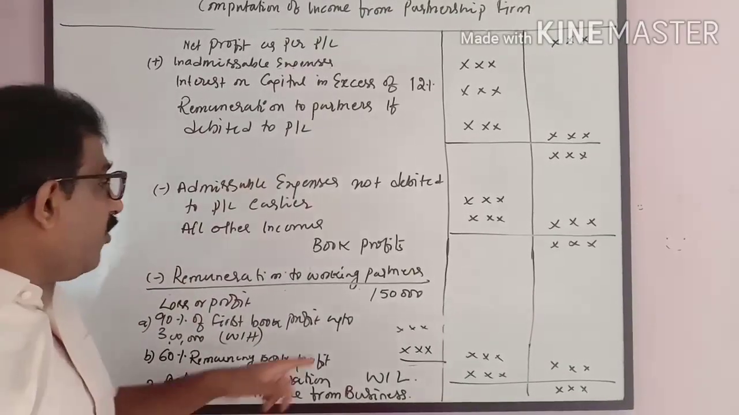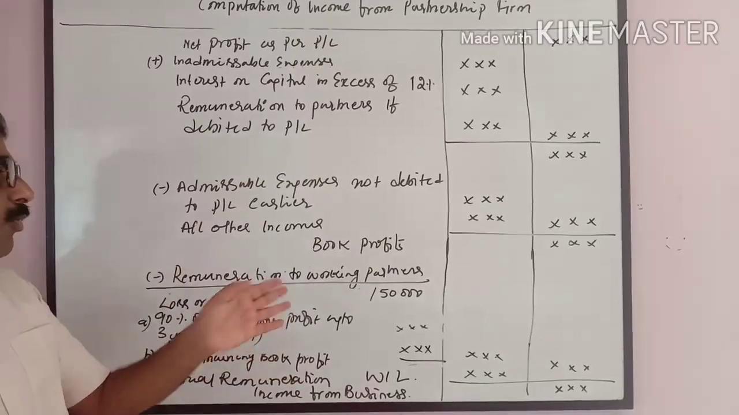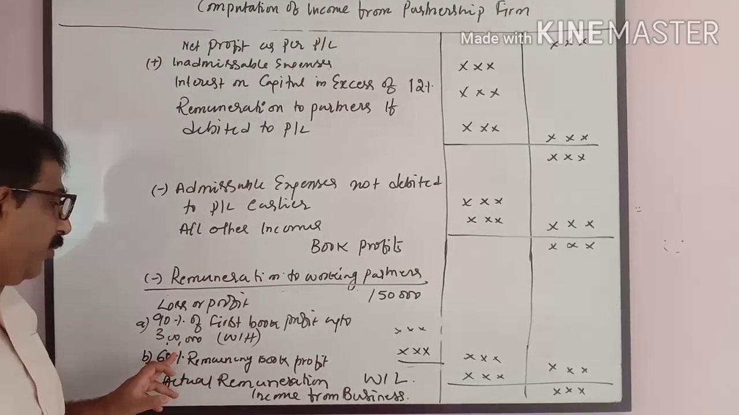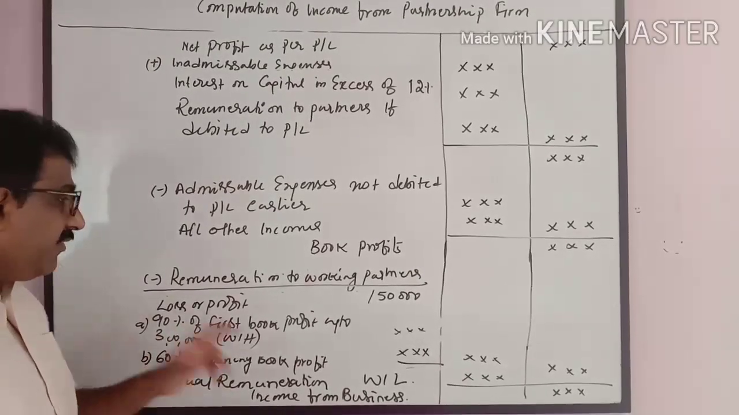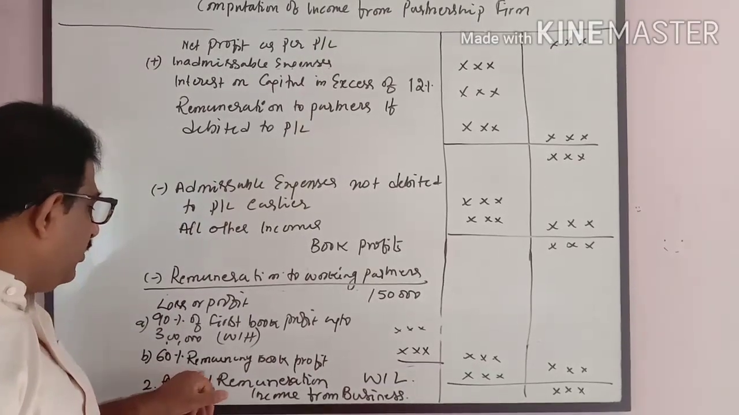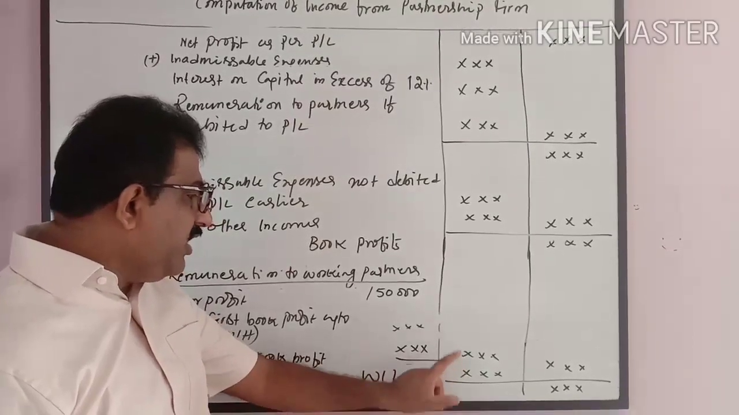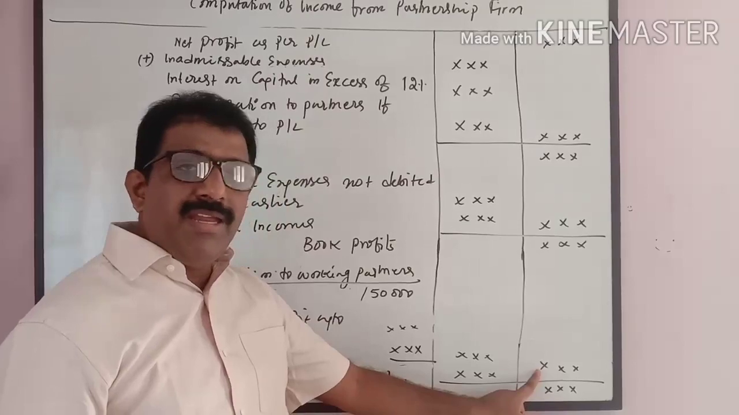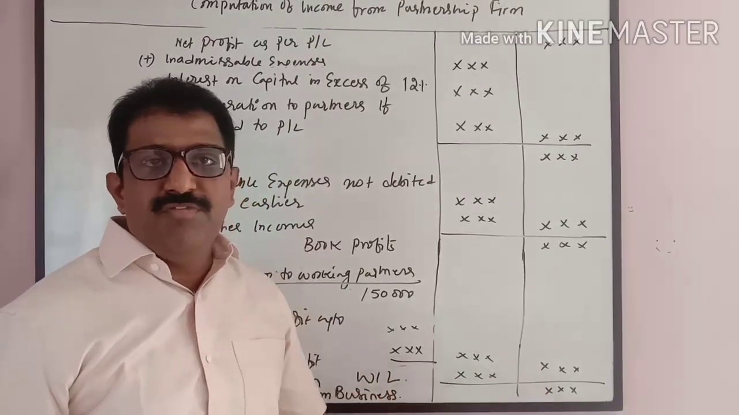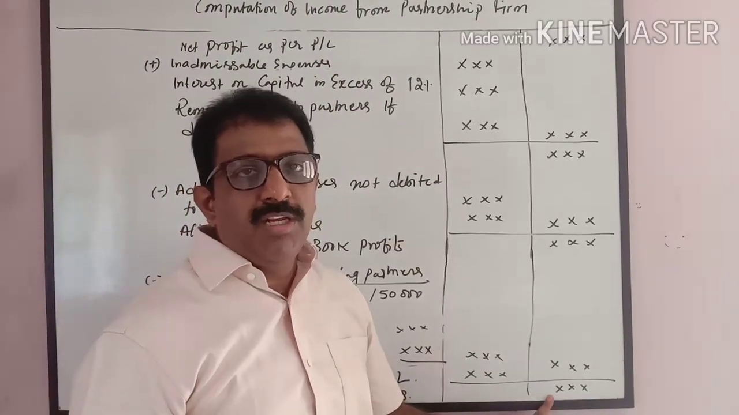If there is a loss, 1,50,000 is the minimum. Suppose profits are more, book profits are more, 90% of the first 3 lakh rupees of book profit or 1,50,000, whichever is higher, should be taken here, and 60% of the remaining book profit should be taken here, and among these two, the actual remuneration or the allowable amount, whichever is less, is to be deducted. Then we get income from business or income from partnership firm. On this, 30% tax has to be paid. On this, I will work out some problems.